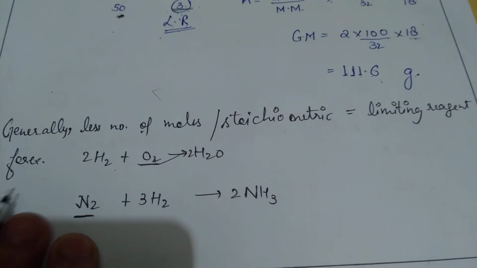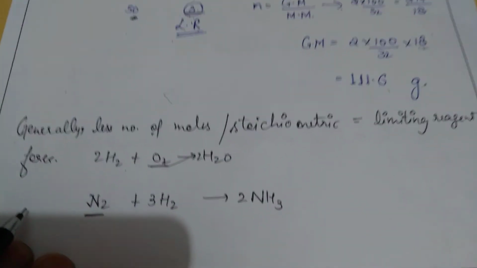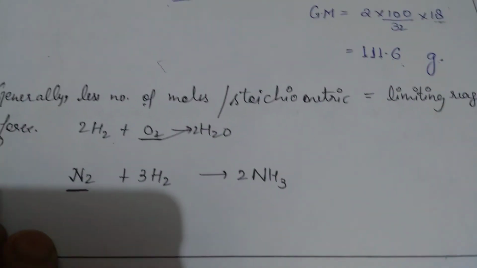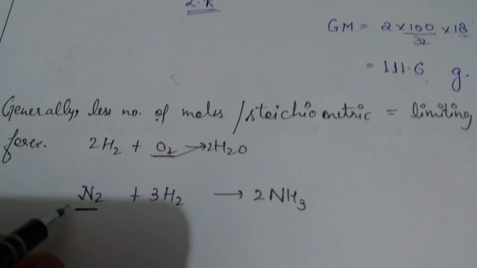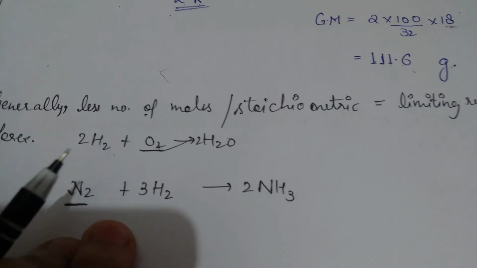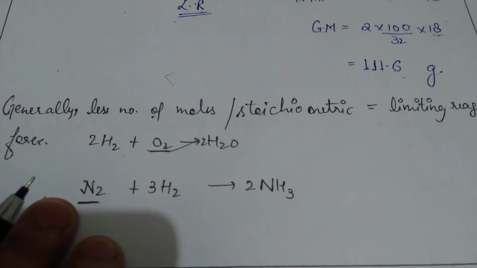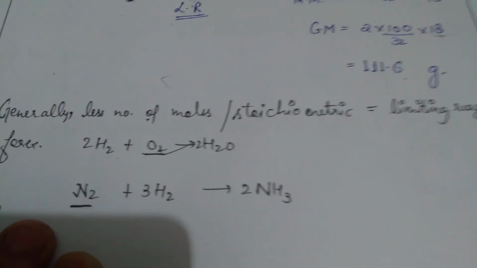Okay, in the second case, during the formation of ammonia, we have nitrogen and hydrogen to form 2 molecules of ammonia. So how many nitrogen are given? 1. And how many molecules of hydrogen are given? 3. So you can see that 1 is less than 3, so nitrogen is the limiting reagent for the process of formation of ammonia.